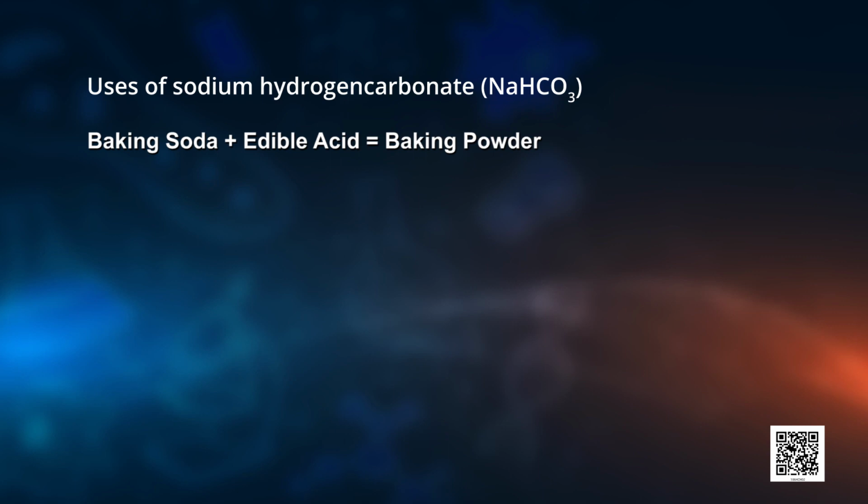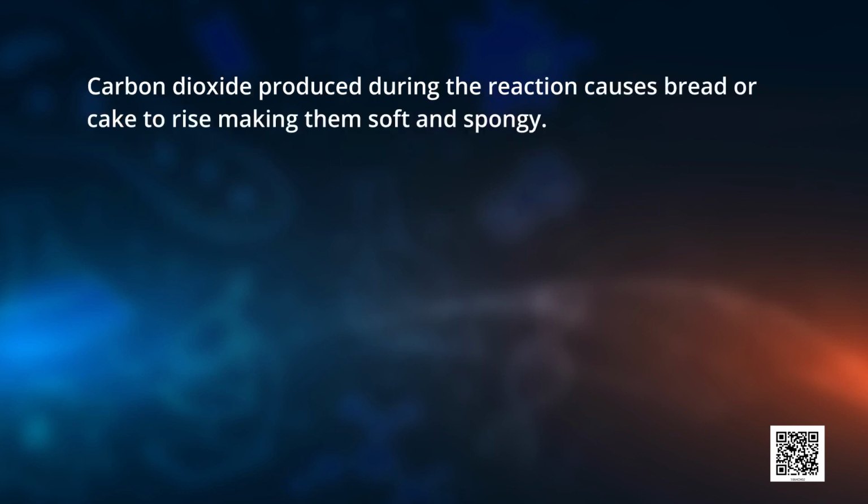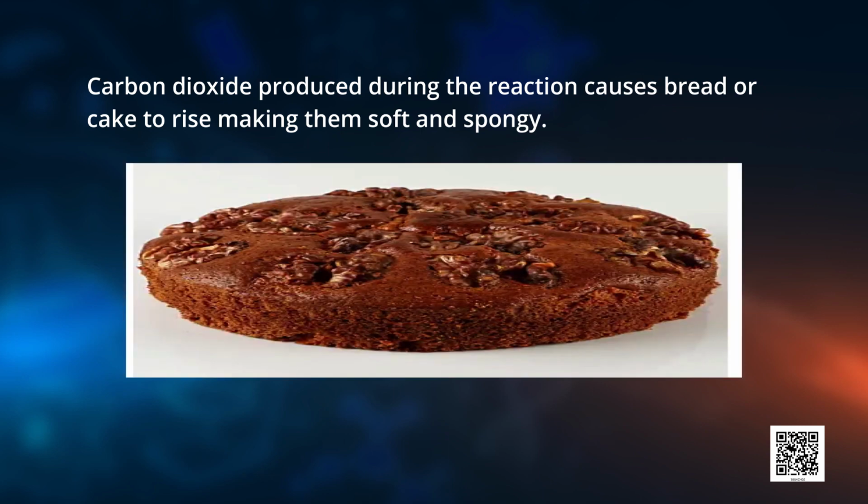When baking powder is heated or mixed in water, the following reaction takes place. Sodium hydrogen carbonate plus hydrogen ions. And from where do I get these hydrogen ions? We just said from any edible acid like tartaric acid or citric acid. When these two are mixed together, they will produce carbon dioxide, water and the sodium salt of the acid. And this carbon dioxide produced during the reaction causes the breads or cakes to rise and make them soft and spongy.